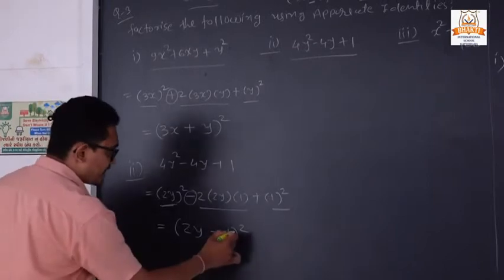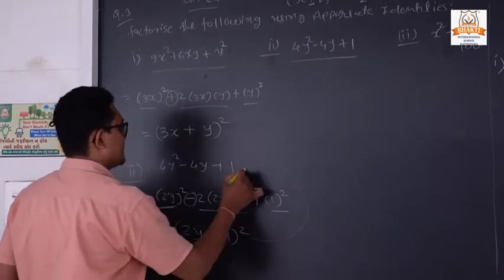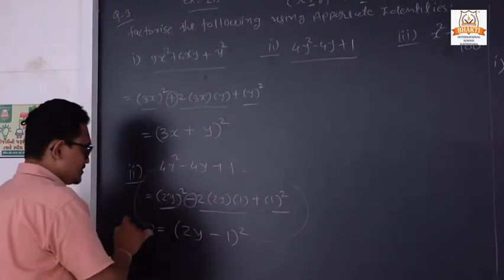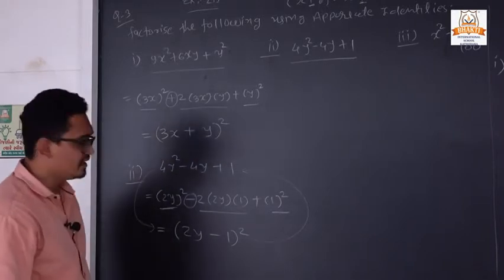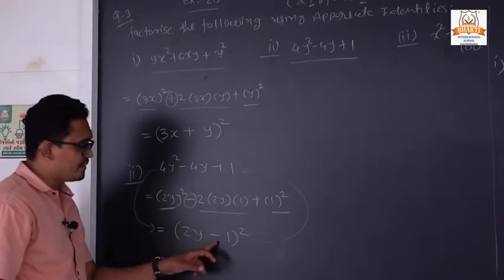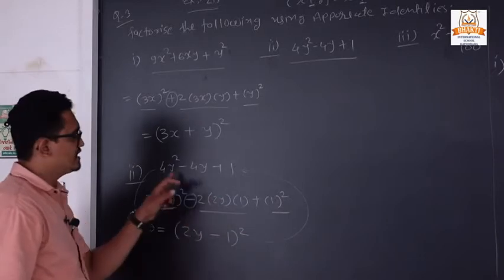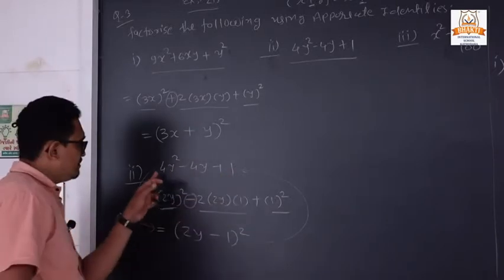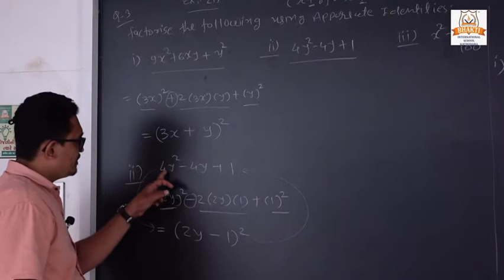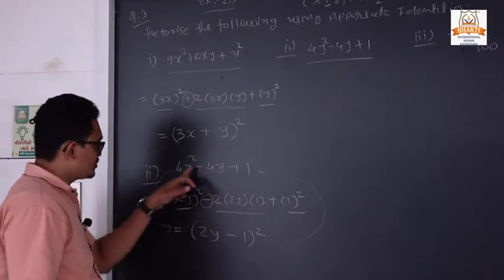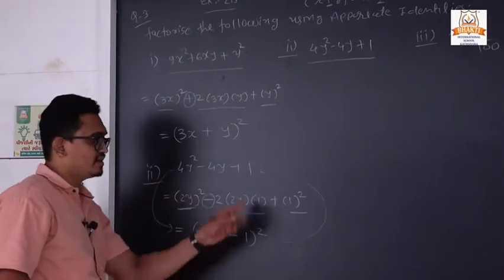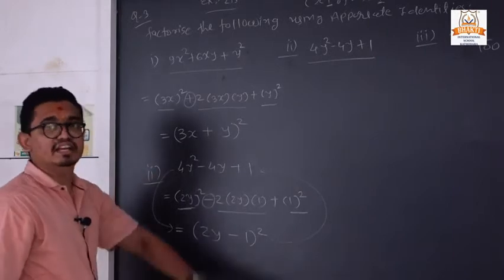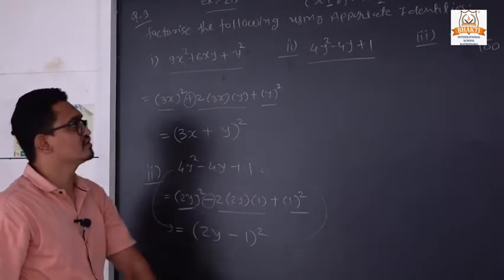Clear? If we expand, the answer is like that, and if we convert, it will be in the reverse form. Sometimes they also ask 2y minus 1 all square, so the answer is like that. And sometimes in reverse, if we have 4y square minus 4y plus 1, what is its answer? 2y minus 1 all square. So we can use it in the reverse path also.